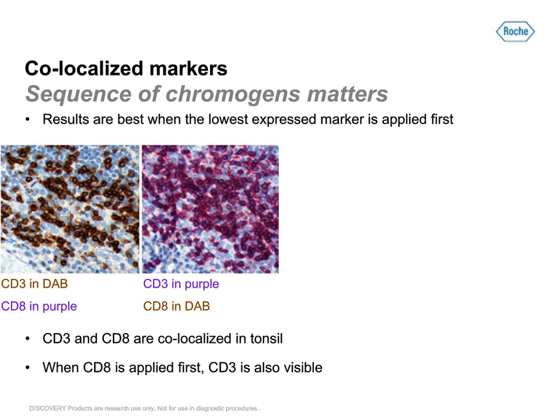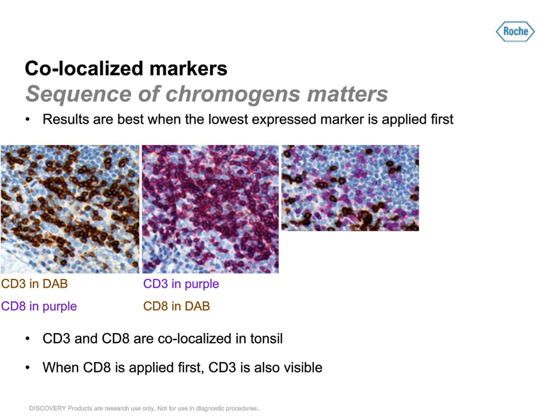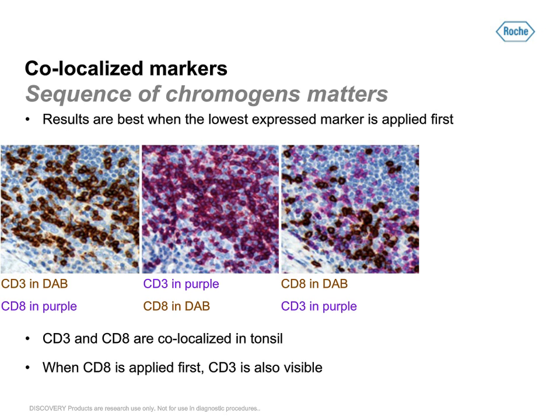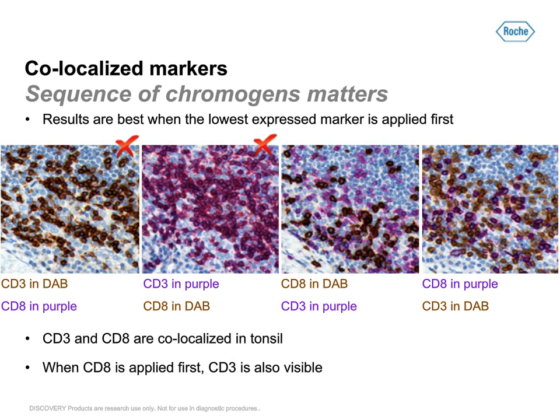But when CD3 is in purple first, you can see some DAB popping through, but it doesn't look as crisp. So when you do a color swap, when you detect CD8 first, the DAB really pops through, and then you can actually detect all your CD3s. And when you do CD8 in purple, and then follow it up with CD3 in DAB, you can actually see the colocalization there, because the purple doesn't have that umbrella effect that DAB has. Knowing that all CD8s are a subset of CD3s, you can see the colocalizations in these ones.